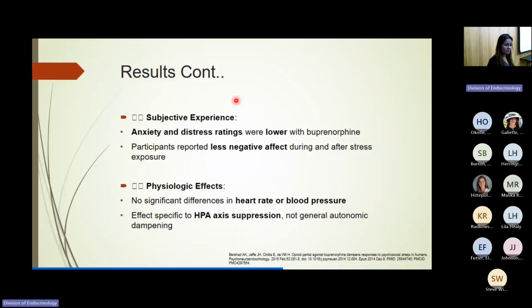They also talked about the subjective and physiological experience of those patients. Anxiety and distress ratings were lower with buprenorphine, as expected. Participants reported less negative effect during and after stress exposure. As for physiological effects, there was no significant difference in heart rate or blood pressure, so the effect was specific to HPA axis suppression, not general autonomic dampening. That's very important: if a person has low blood pressure and we check the cortisol levels and they are okay, we can't blame all the low blood pressure on the adrenal axis. In patients on Suboxone, according to their study, HPA axis suppression was the only thing affected physiologically; general autonomic dampening was not observed.